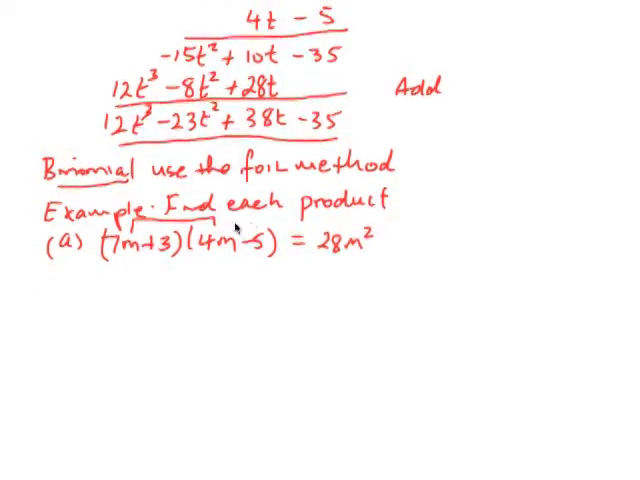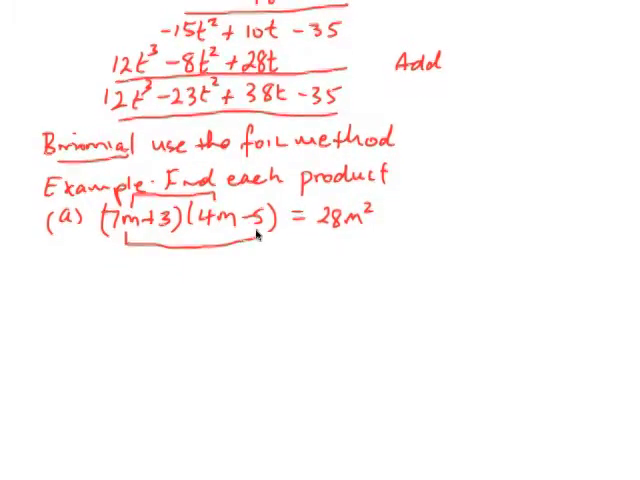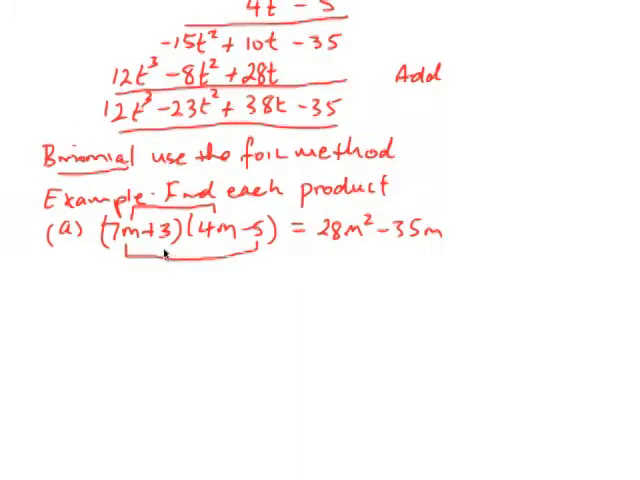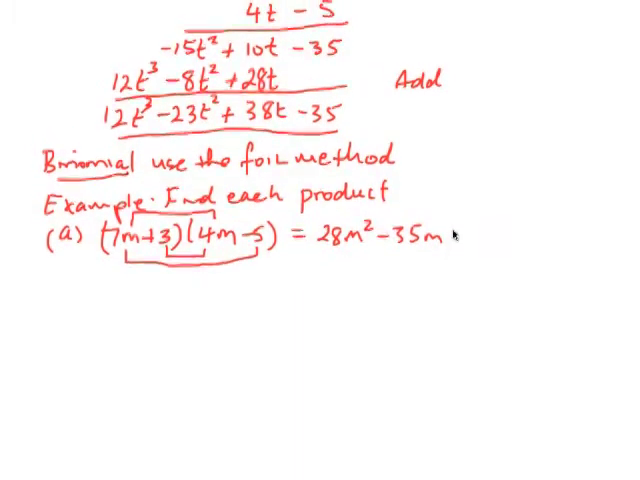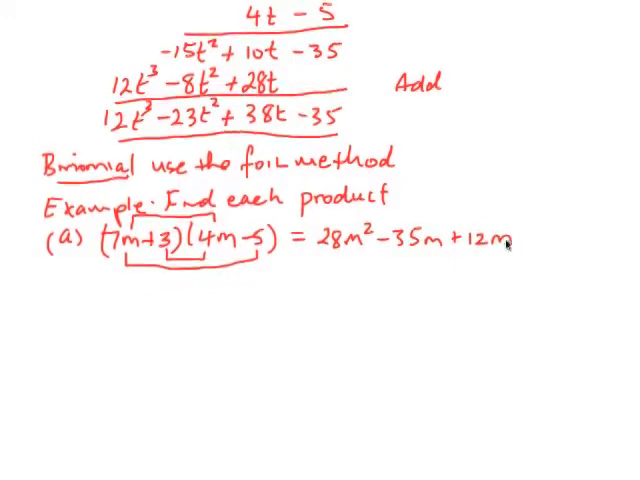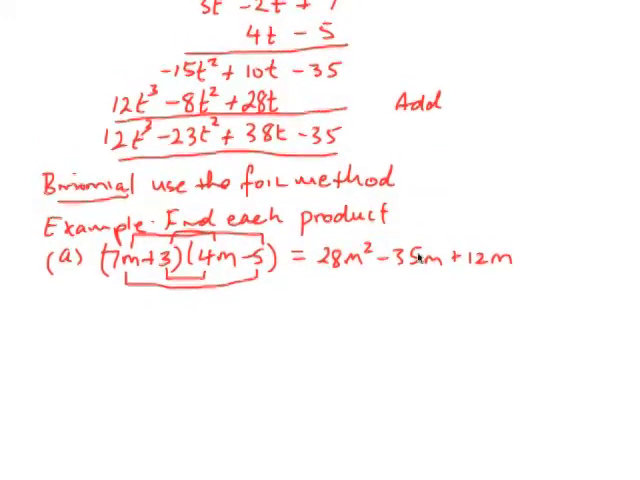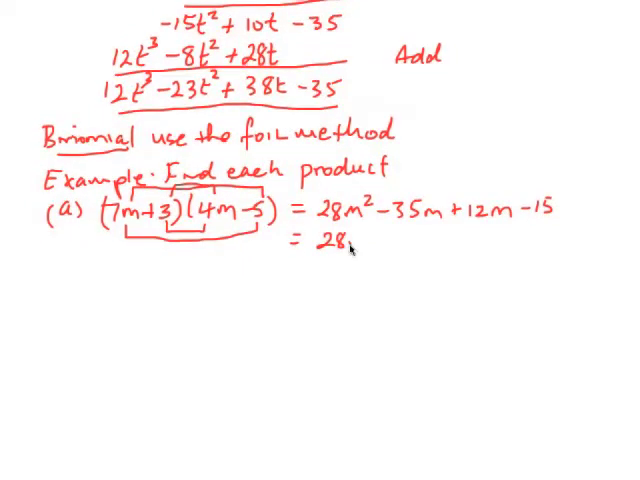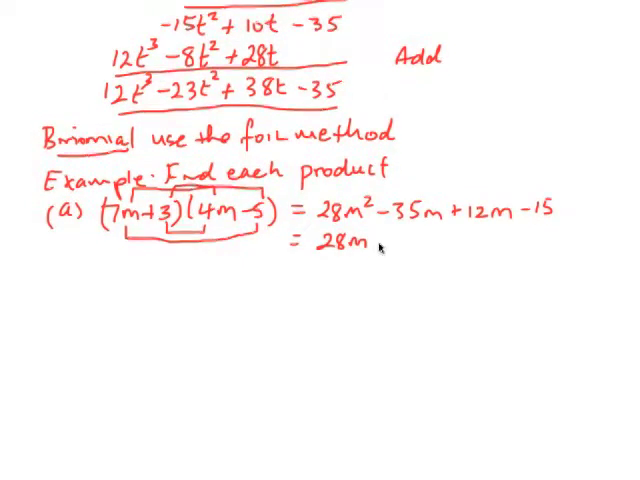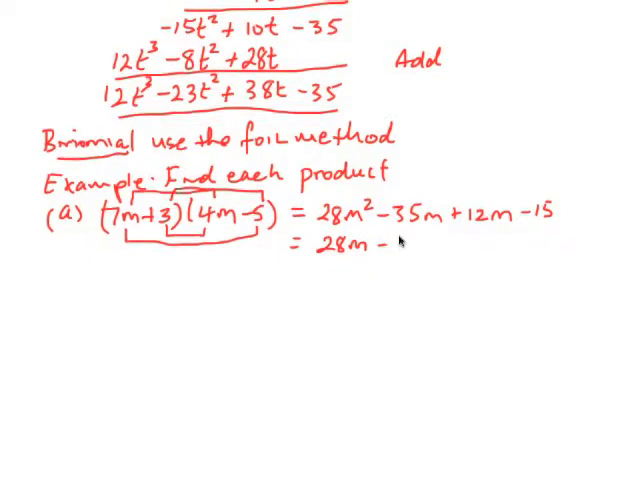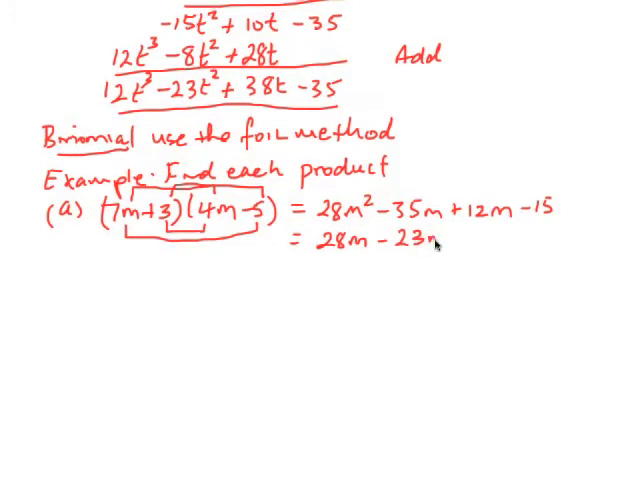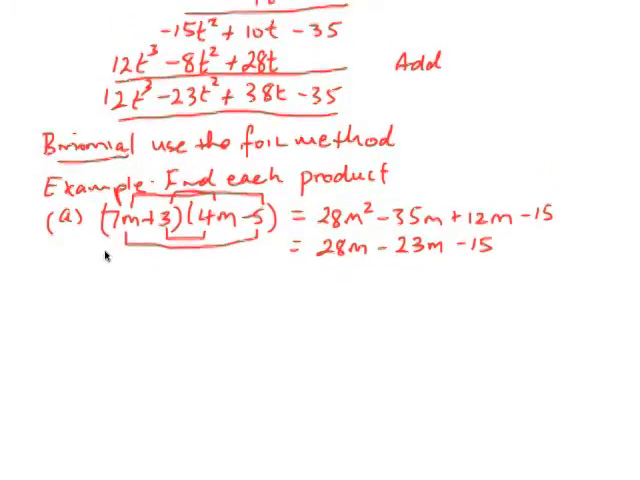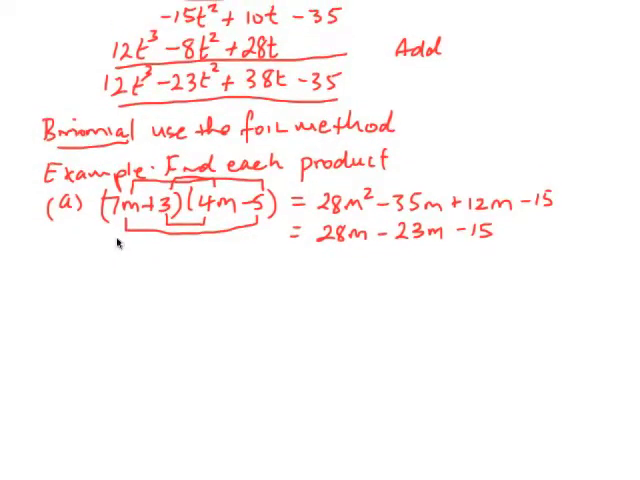We do the outside ones next, which is negative 35m. We do the inside ones, which gives us 12m. And we do the last ones, which gives us negative 15. And so this comes out to be 28m squared minus 23m minus 15. And that's how we do the product of binomials.